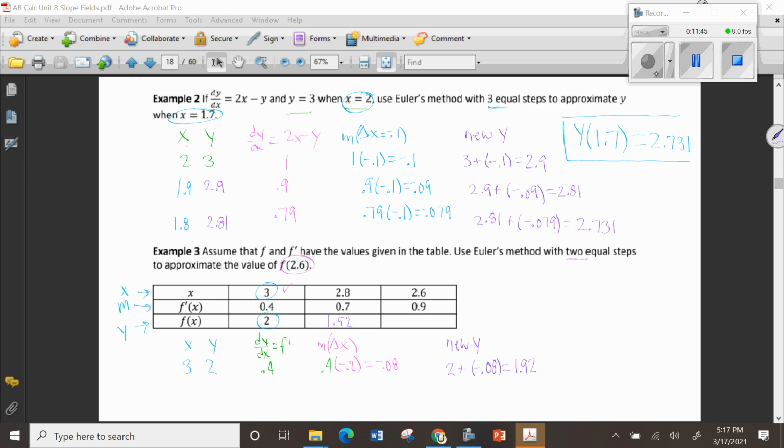So again, we're going to pause the video. I want you to try to fill in the box at 2.6. We're trying to approximate the value at 2.6. So you're going to follow the same pattern. The 1.92 is going to be my new y, and I have 2.8. You're going to get all the values you need from the table. All right, hopefully you've got 1.78. If not, go ahead and pause the video and see if you can find your mistake. We can talk about it in class.